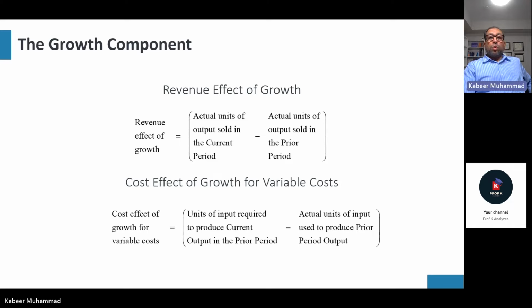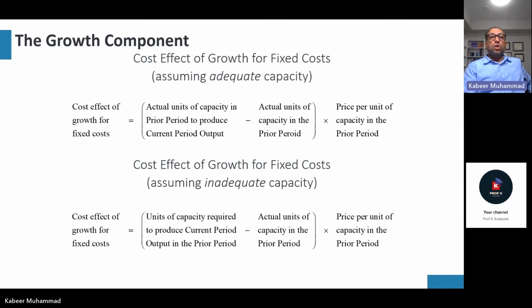Now, the cost effect of growth for a variable cost is the units of input required to produce current output in the prior period minus actual units of input used to produce prior period output. So that's the change that is going to give us the variable cost.